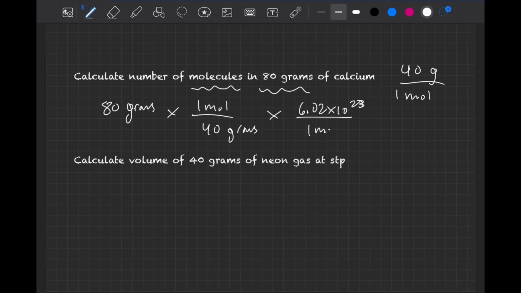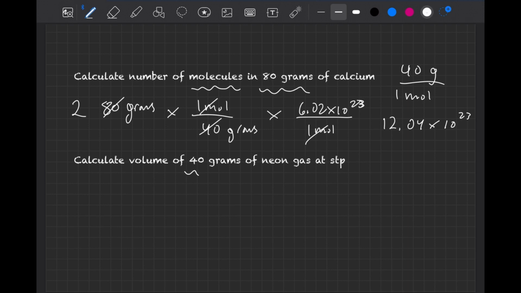Per mole. And then when you punch that in, it's just going to be 80 and 40 can cancel to be 2 moles. It's just going to be 2 times 6.02 times 10 to the 23, which is like 12.04 times 10 to the 23. Okay, now let's try these ones.